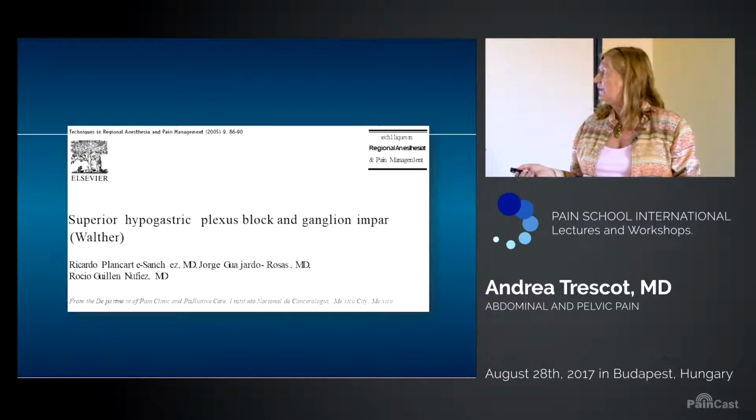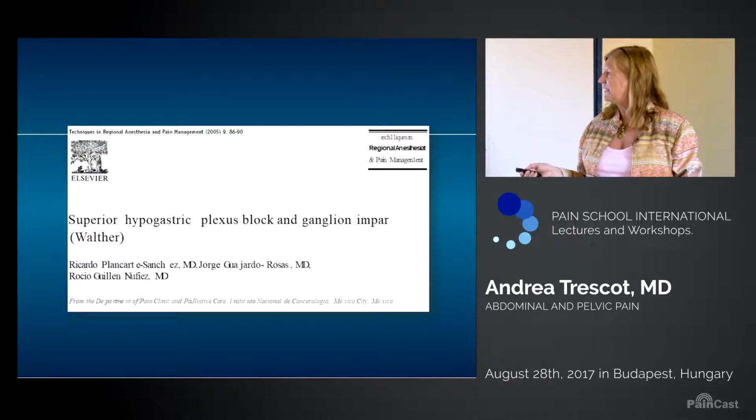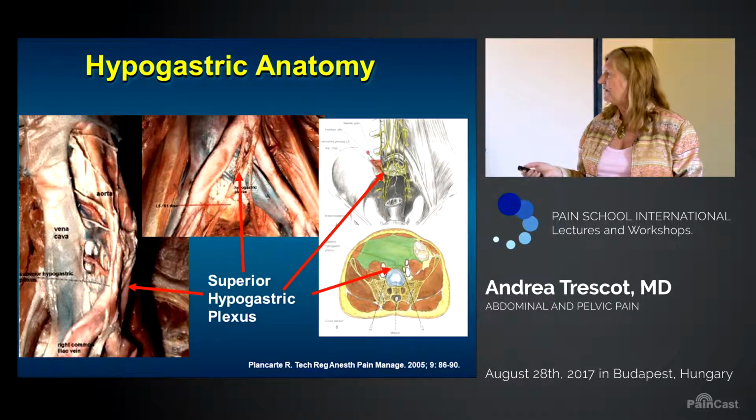And this was described in the early 1900s, but he started putting it together for these techniques in 2005. And these are his slides. The recognition is that this collection of nerves sits right at the sacral promontory.